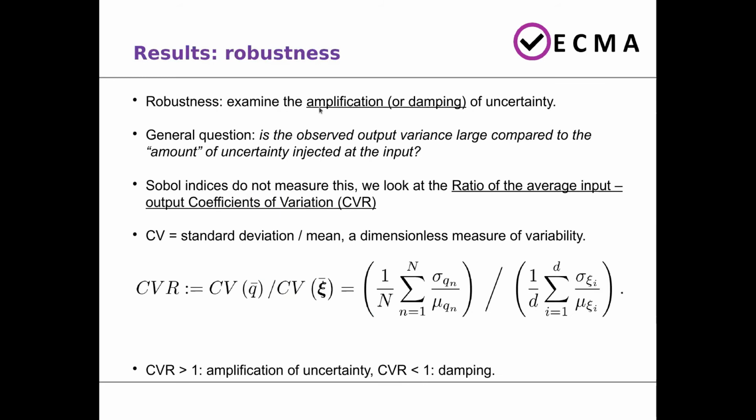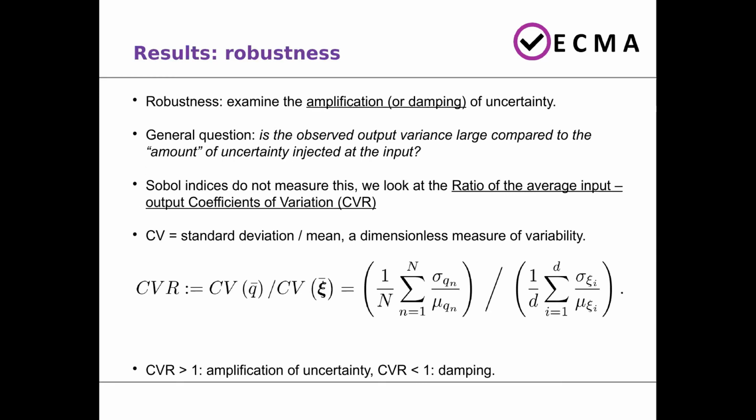All right, so in the beginning I mentioned robustness. In our case, this means amplification. It could possibly mean damping as well, but the ratio of input to output variance. And so the general question here is, is the observed output variance large compared to the amount of uncertainty that we injected in the model? And the Sobol index doesn't measure this.